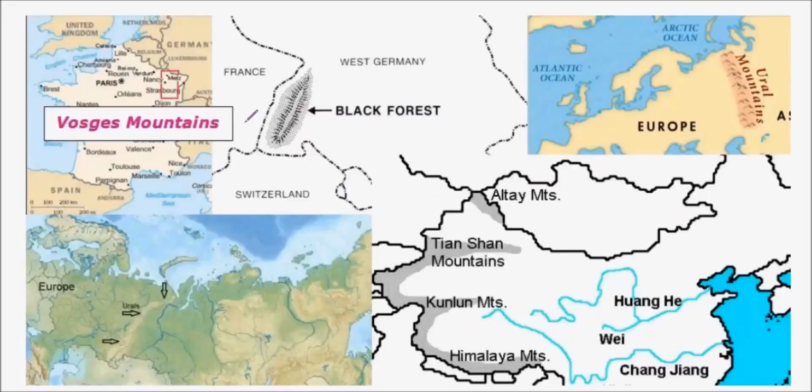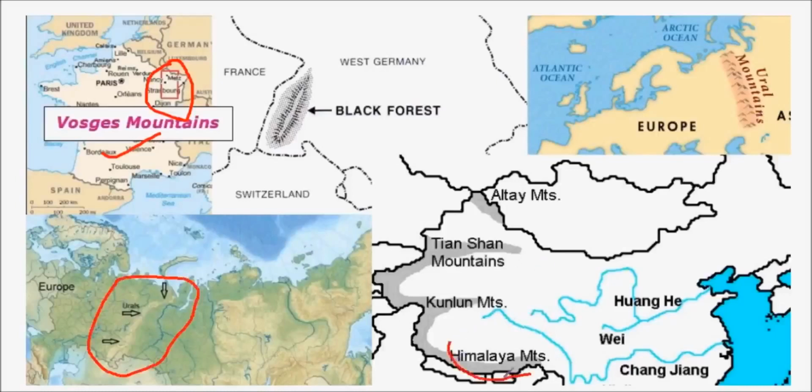And let us see the location of the different mountains we have discussed. Vosges Mountains, which are a part of northeastern France, Black Forest, which is a part of western Germany, and Ural Mountains, which divide Europe from Asia. They are present in Russia. They are the most major industrial mineral base of Russia. You can see a broad picture of the Ural mountains.